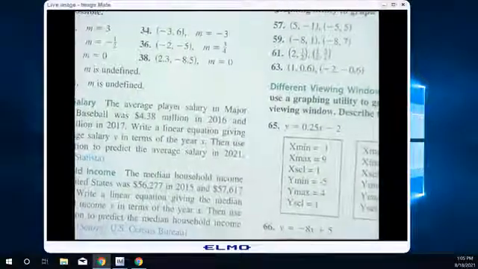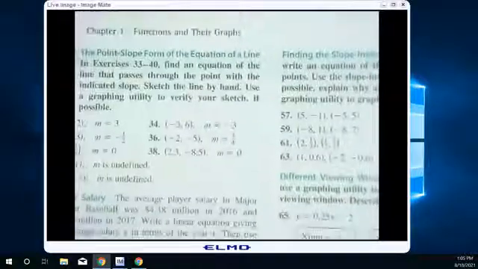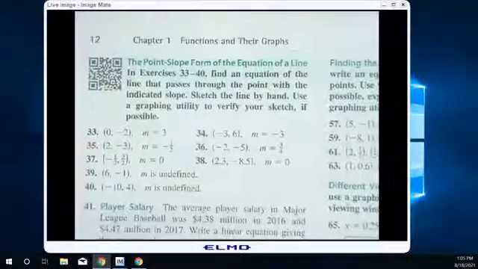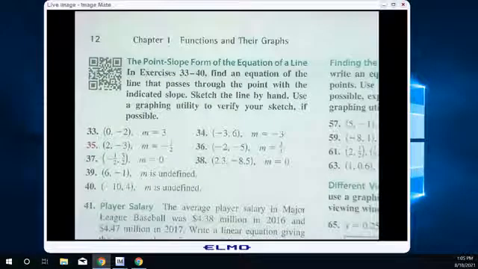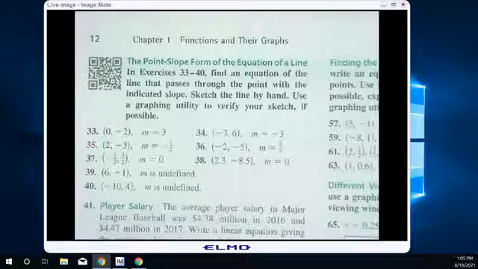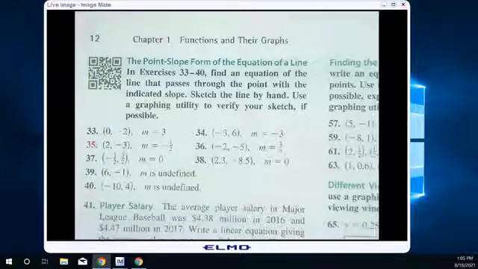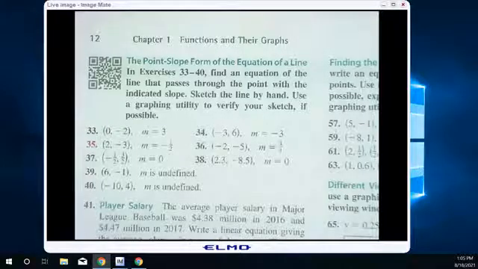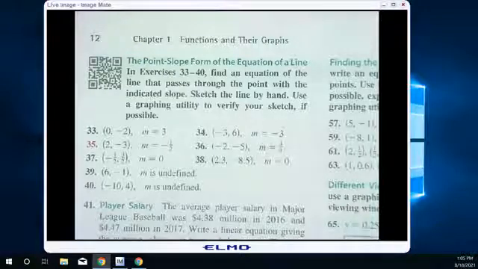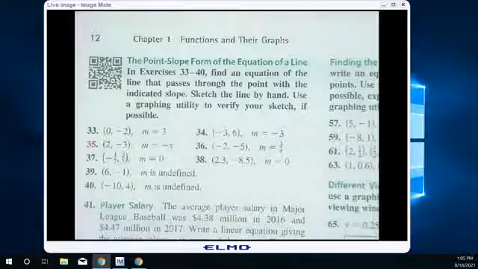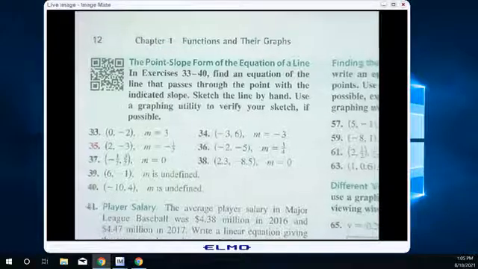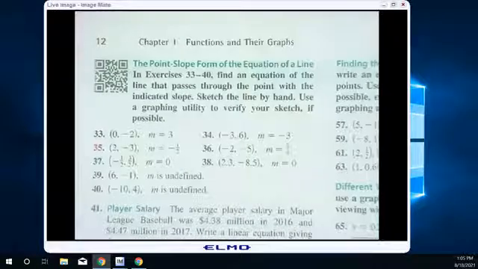All right. Looking at the next page. Point slope form. Now that you know what point slope form is, we are going to take problem number 34. And you're going to find an equation of the line that passes through the point with the indicated slope. I'm not going to have you sketch the line by hand, and you're not going to have to verify it in your calculator. If you want to, you can, but I'm not going to require that. Okay? So, what is the equation? What are you going to write?